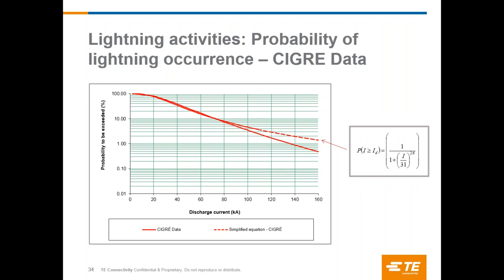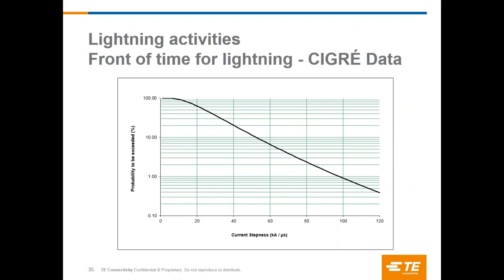Currently, there are many technical publications showing information about lightning parameters from different lightning research stations. We can find many technical papers showing this information. Here you have the information about the steepness and front time for lightning based on Sigre data. We also have information about different regions in specific papers.